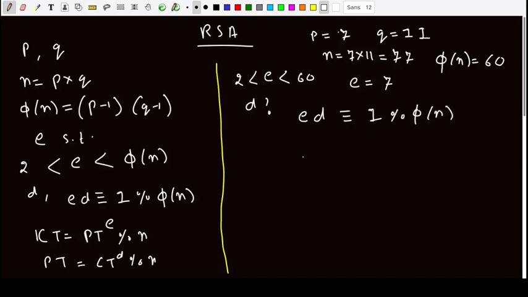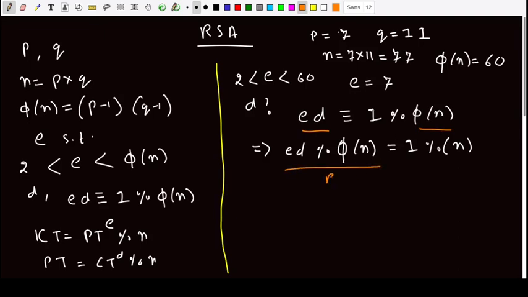Let us try to understand what I mean by this. What it translates to is ed modulo phi n equals 1 modulo phi n. So this is essentially what it means. If you take this number ed and divide it by phi n, then whatever is the remainder, and the remainder of 1 modulo phi n, in both cases the remainder should be equal.